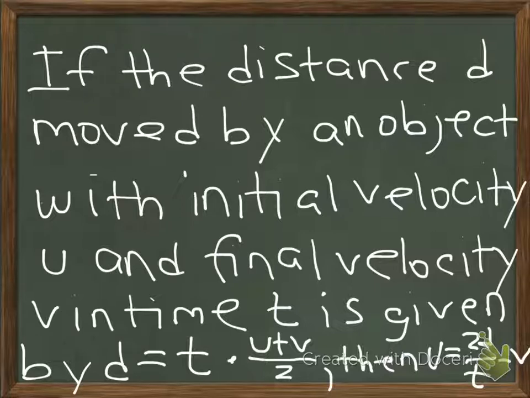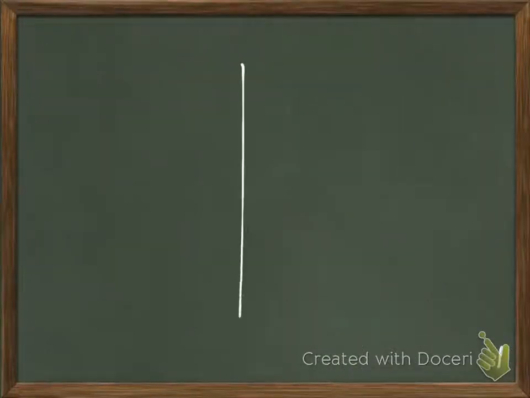Now, this one gives us a scenario: if the distance d moved by an object with initial velocity u and final velocity v in time t is given by d equals t times (u plus v) over 2, then, I'm sorry, that says u equals 2d over t minus v. So what I'm looking at here is they're basically going from d equals to u equals. So with our proof, to be able to prove this, we're going to need to show the steps from d equals to u equals.